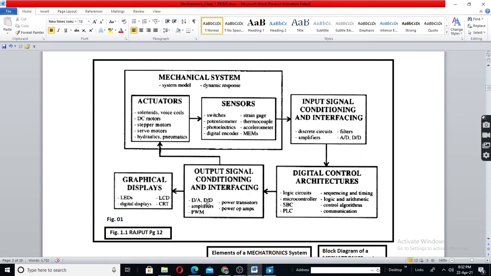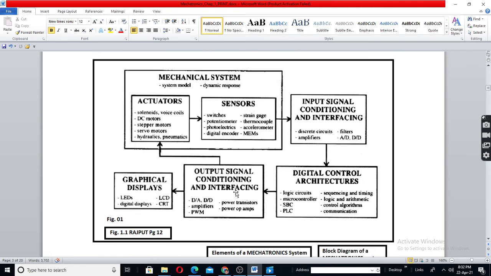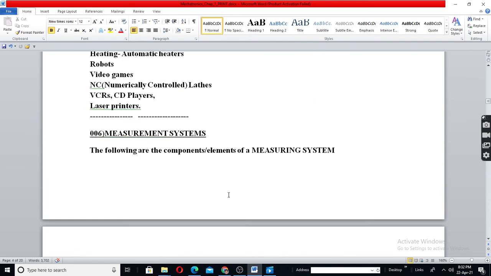Then if you need to display the result, then you need a display also. So in the older system, we had only these two. In the next generation, we have one, two, three, four, five, also six. Sometimes you may not have display. Sometimes you may have display. To save energy, sometimes display is not done. So these are the blocks or components of a mechatronic system with examples. These two figures are same. Thank you.